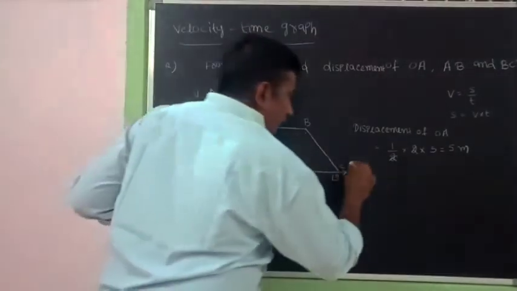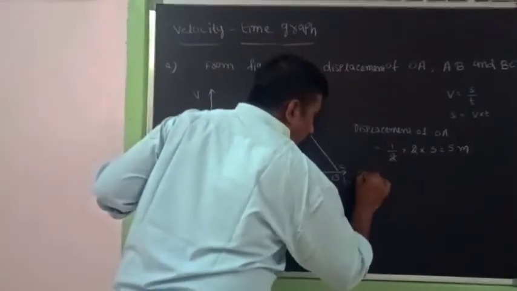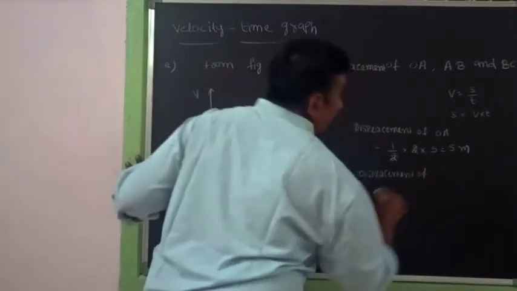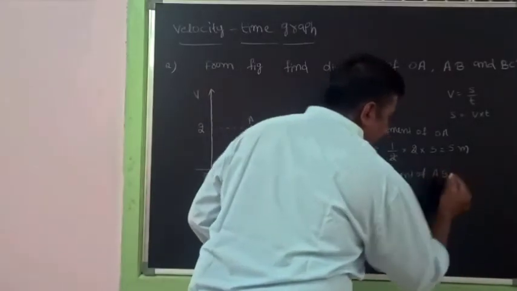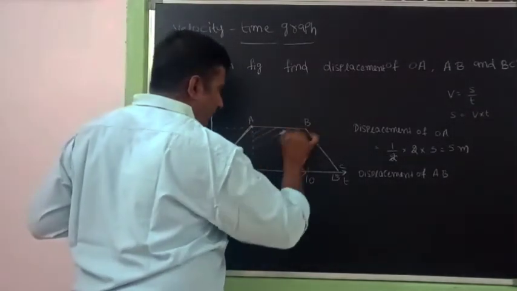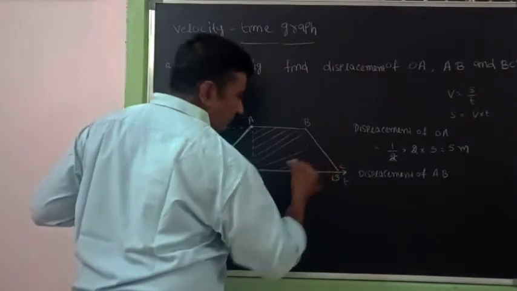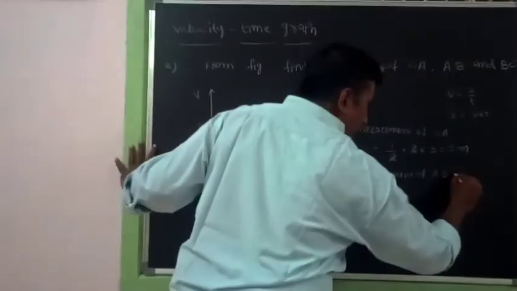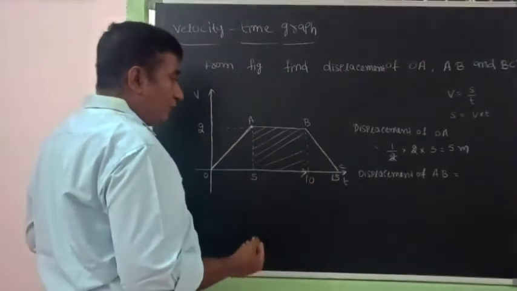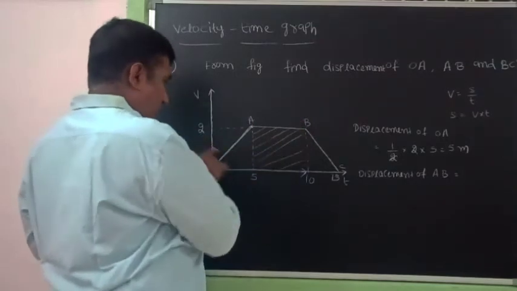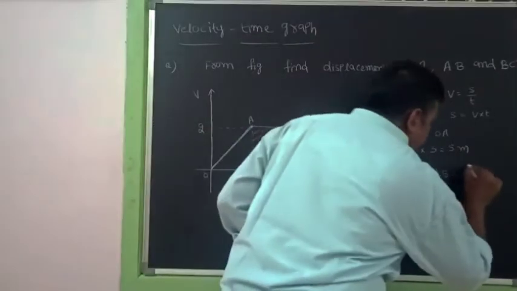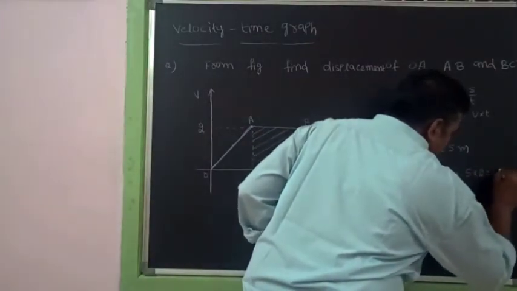Next, in the same way, the displacement of AB. From here to here, they are asking for the area. What is the shape of this? This will be a rectangle. For a rectangle, it is length into breadth. Here A to B, from here to here I can take as 2, and from here to here I can take as 5, which is 5 into 2, which is 10 meters.